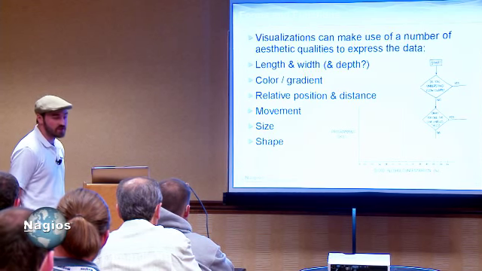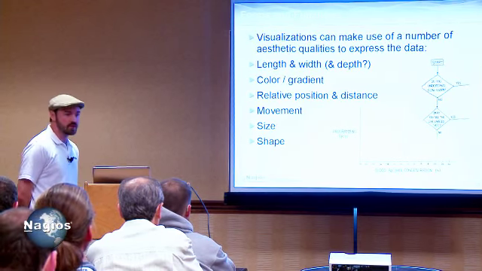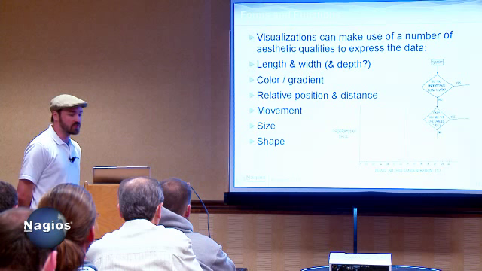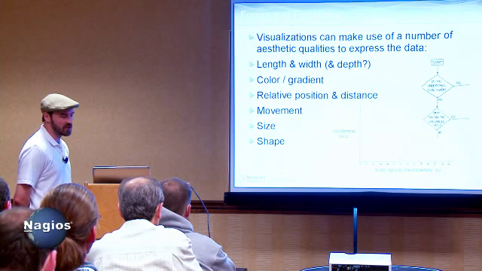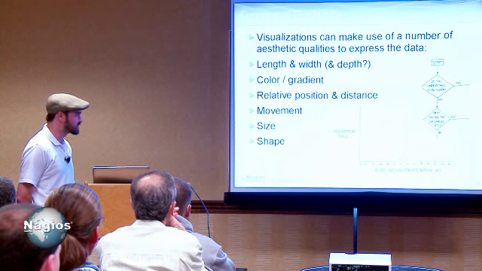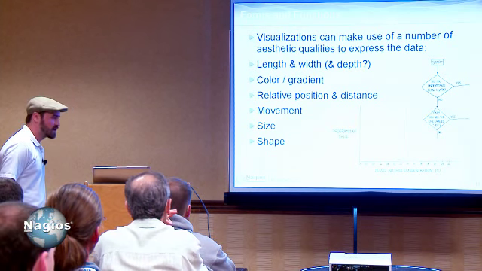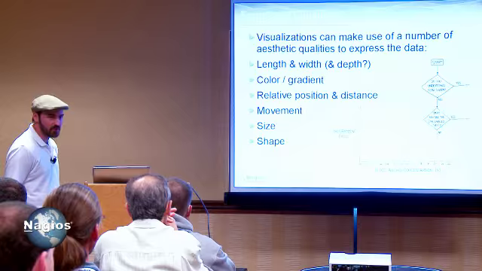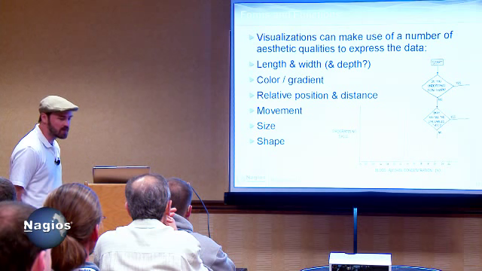There's a number of aesthetic qualities you can use when building a visualization. You have length and width, possibly depth if you're going to go with a three-dimensional visualization. Color gradients. Everybody here is familiar with that in Nagios: red down, green up, etc.